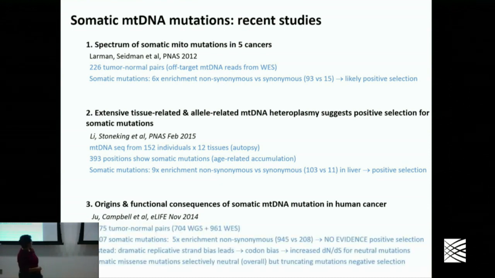So they analyzed the same idea. They looked at tumor normal pairs from the ICGC, 1,600 tumor normal pairs. And they also, just like these papers, saw a 5-fold enrichment of non-synonymous versus synonymous mutations. But they looked really carefully at this and said there's no evidence of positive selection.